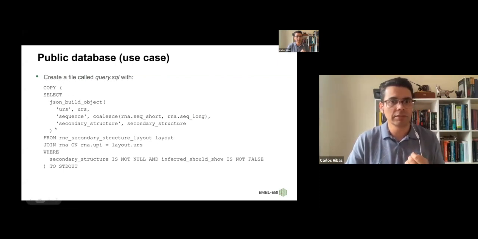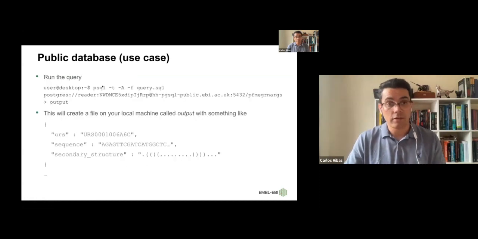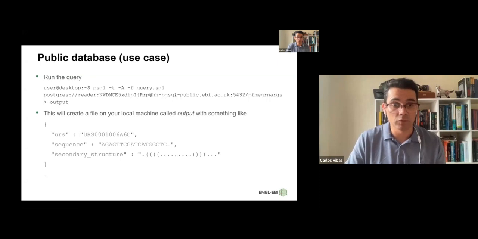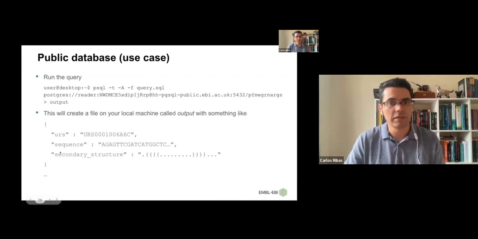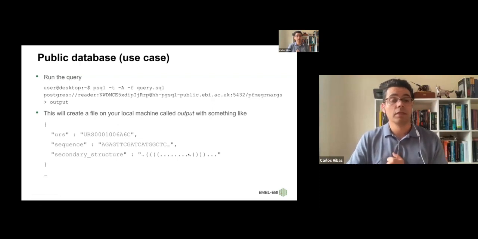Here, I'm just putting this command on this file called query.sql. And then you just need to run this psql command using the credentials of that Postgres database. And this will produce a file called output, and here we will see all the sequences that we have along with dot bracket notation.